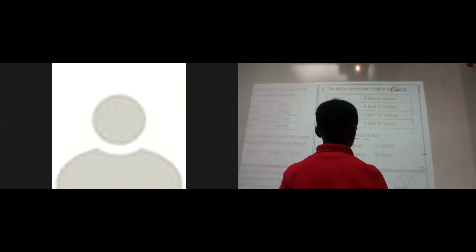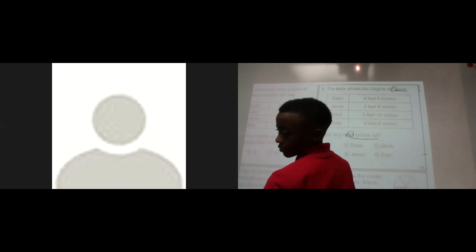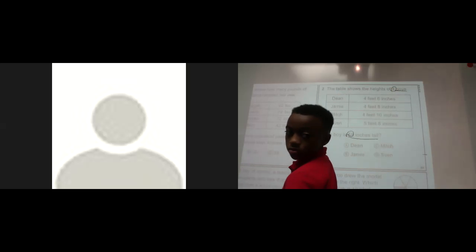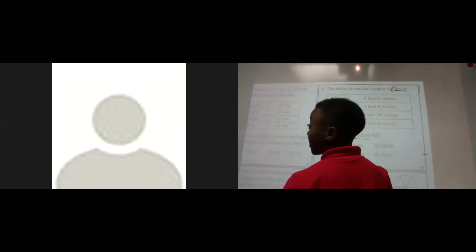What's an important thing that we have to know to do this problem? How many inches are in a foot? And if you don't know that, then on your little star reference sheet, it'll tell you on there too. How many inches in a foot? In a foot? 12. Okay.